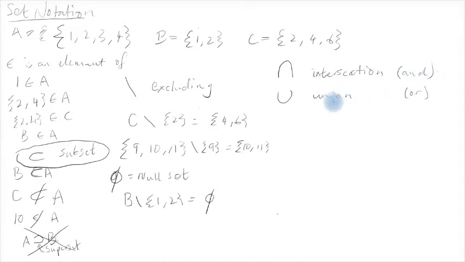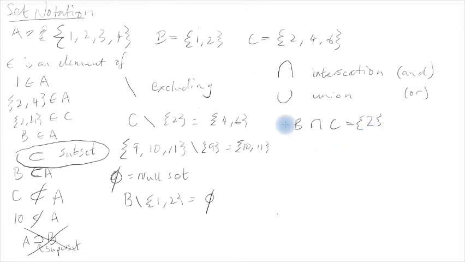So let's have a look at how that works. For an intersection, let's have B intersection C. It means what is in B and in C. The only thing that's both in B and in C is the 2. The 2 is the only thing in both of them.